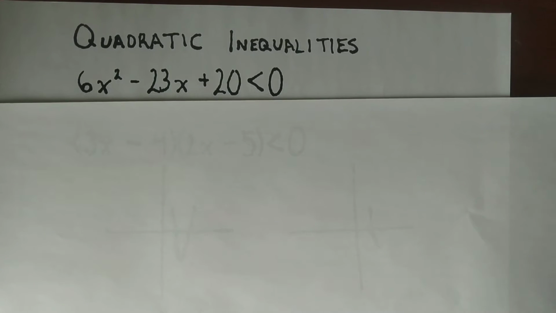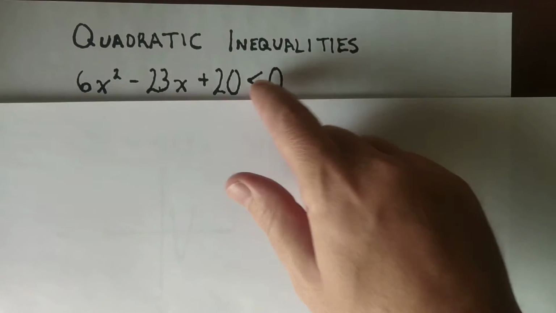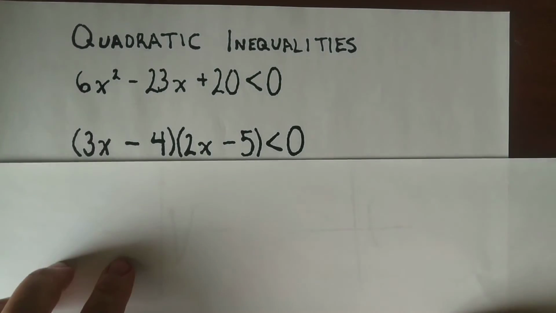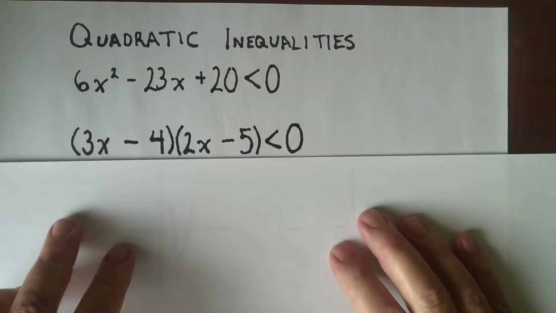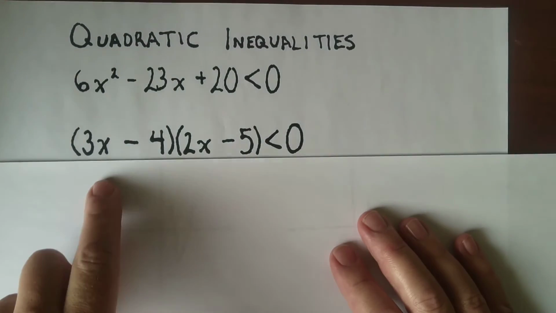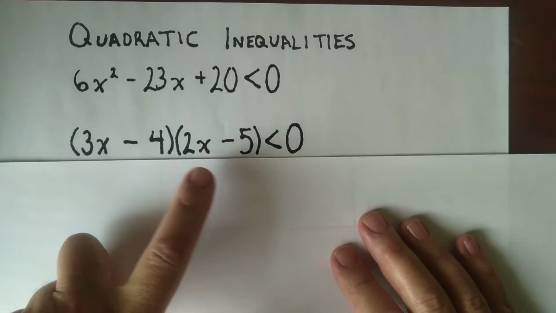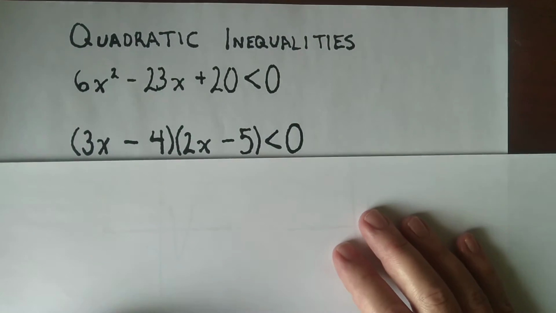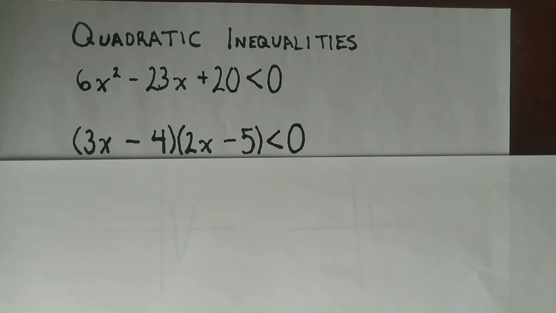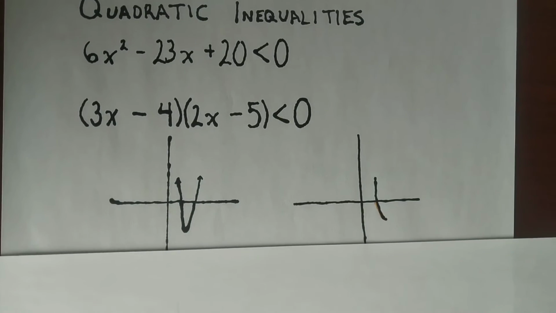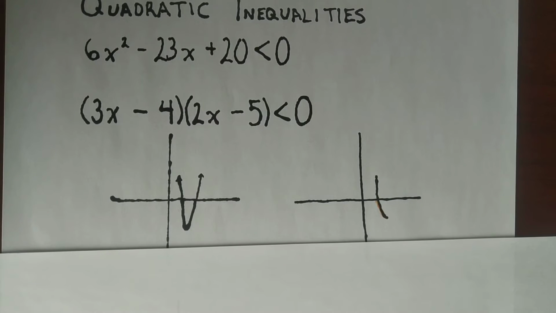Okay, so just do it the same way. Pretend like this is an equals and go ahead and factor it or solve it. Depending, you might have to complete the square or use the quadratic formula. But here, I've already factored it. And this part is straightforward. You know what to do. So we're going to come down and look at it graphically to help you get an idea.